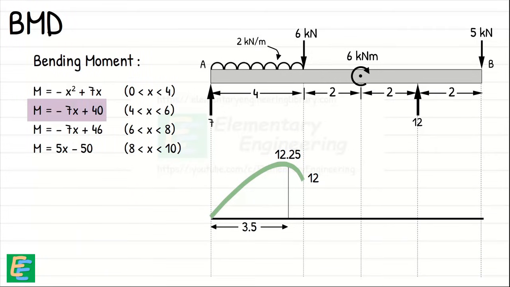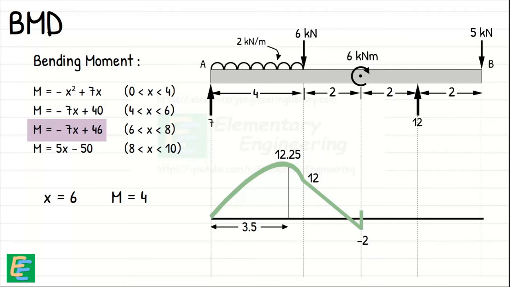Now from the second equation, we calculate at x equal to 4, bending moment is 12 kilonewton meter. This means the graph continues from the exact previous point. Since the coefficient of x is negative, it is a downward sloping straight line. At x equal to 6, bending moment reaches minus 2 kilonewton meter. Then at x equal to 6, from the third equation, we get bending moment equal to 4.